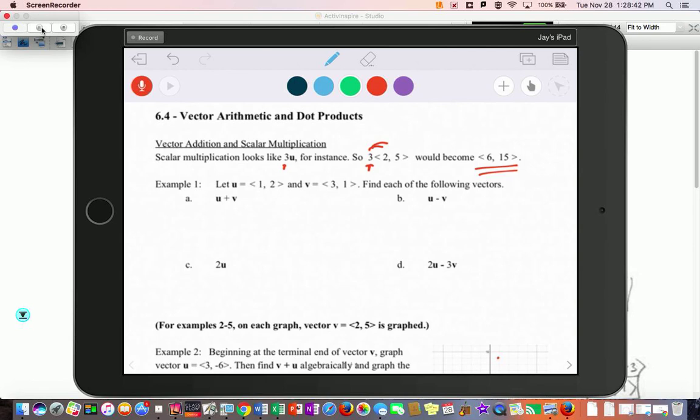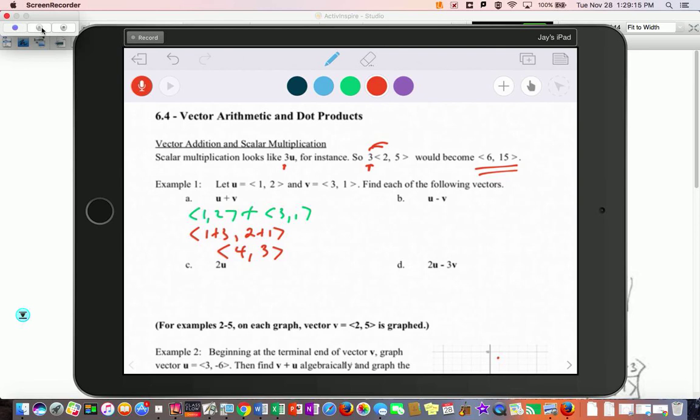All right, u is 1, 2, and we're adding to it the 3 and the 1. And so I would do 1 plus 3. Those are the first things. And the 2 plus the 1, those are the second things. And my answer is 4, 3. Simply add the first position numbers and add the second position numbers.